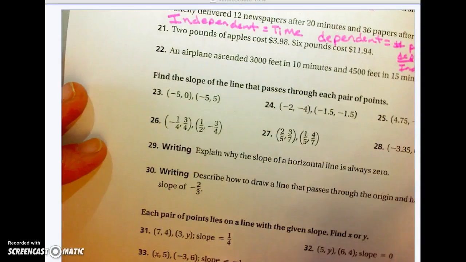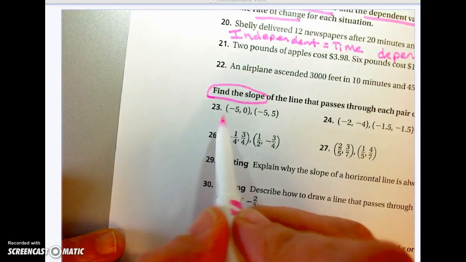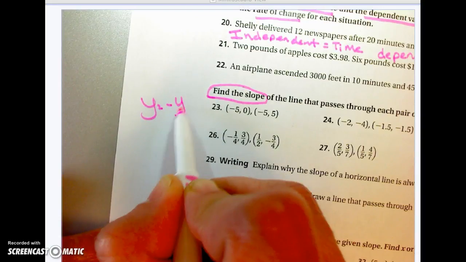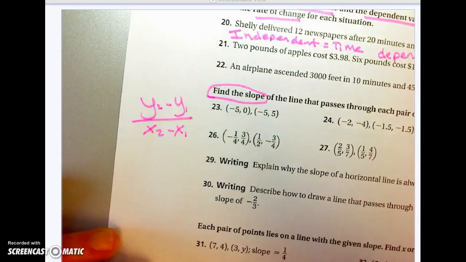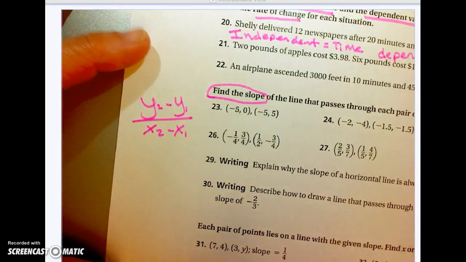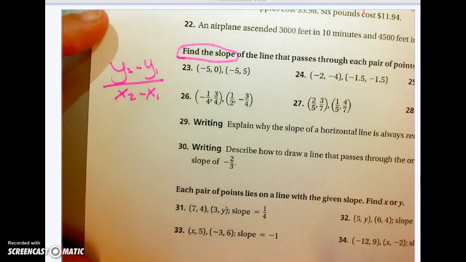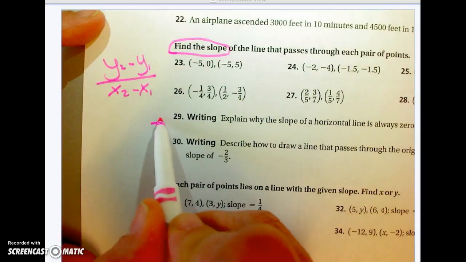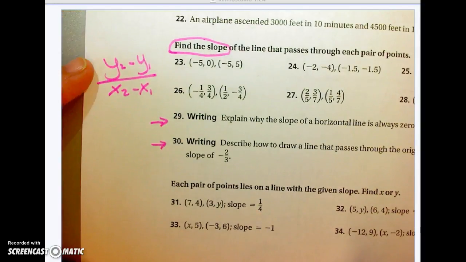In the next section, it just says to find the slope. So they're giving us 2 points again, so we're going to pull in our formula and use it just like we did in the front. And I'm not going to show that because you can rewind back to the front at the beginning and watch the instructions again if you need to. Number 29 and 30, I'm going to let you try those. You can come and ask questions tomorrow and I'll help you out with those.